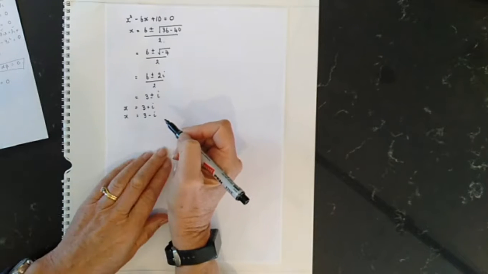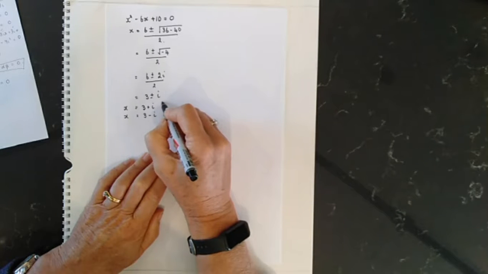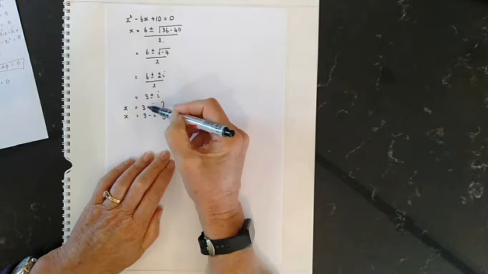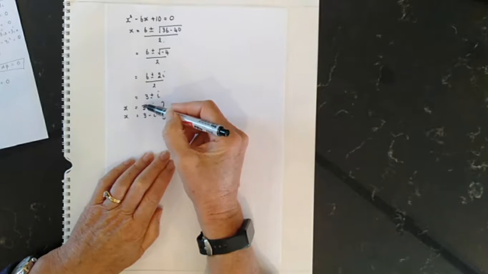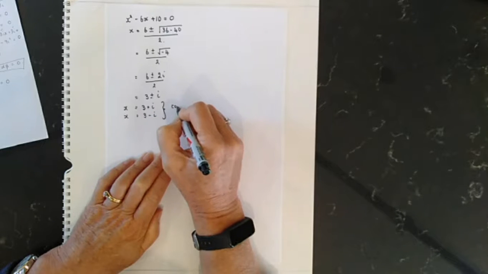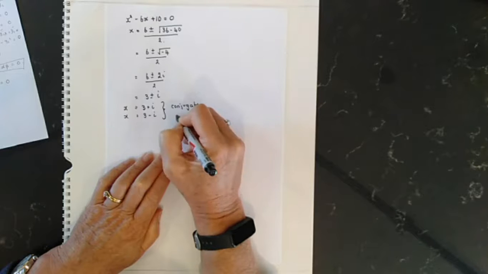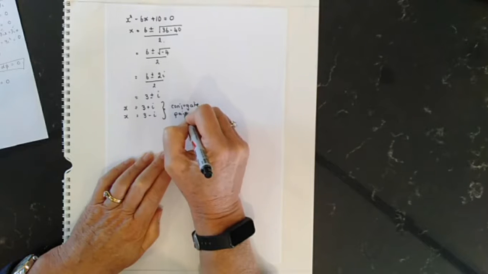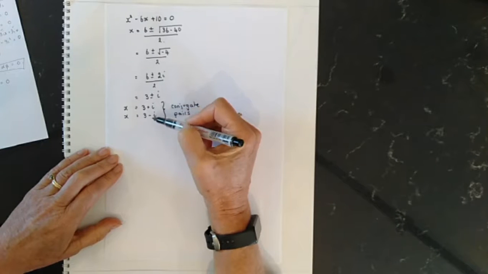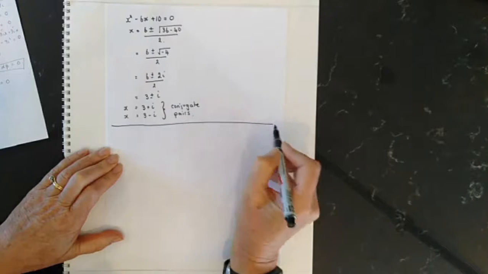And I want to stop here just for a minute to emphasize that the roots of a quadratic, if they're complex, are always conjugates. 3 plus i, 3 minus i, so these are conjugate pairs. And that's very important that you remember. If you know one of them, the other one is the conjugate. So hopefully you already knew that.